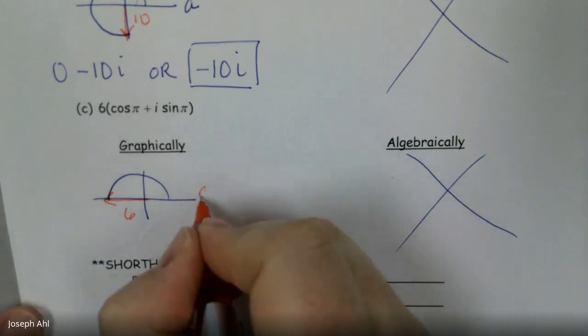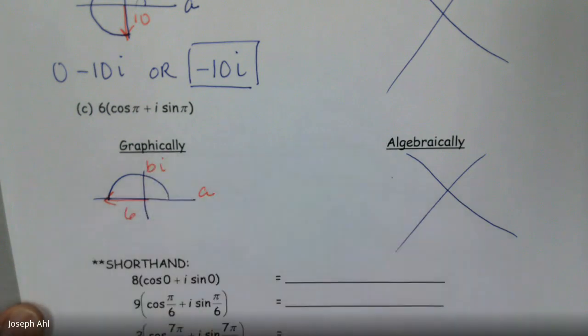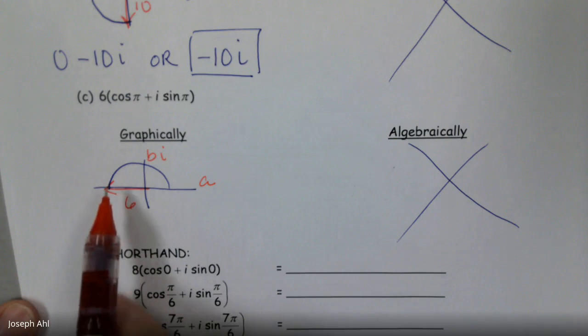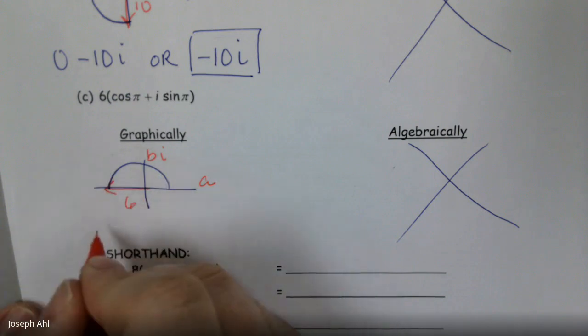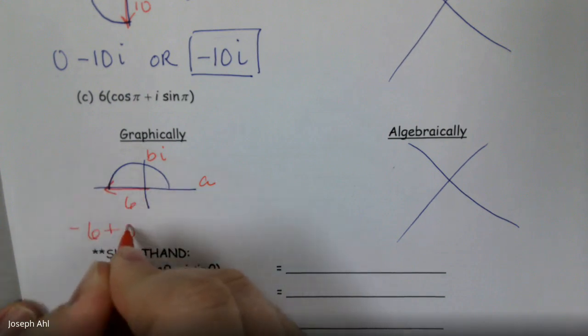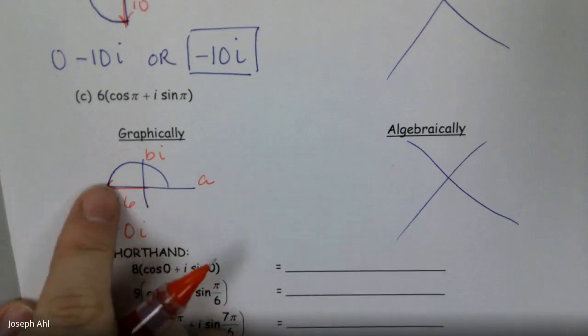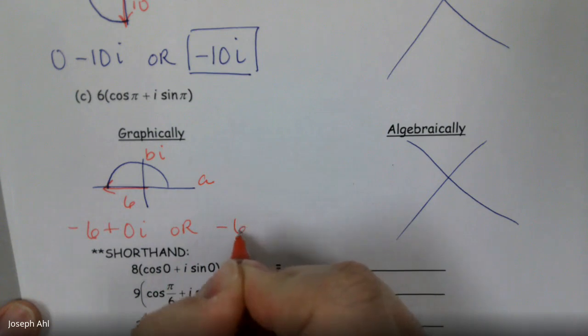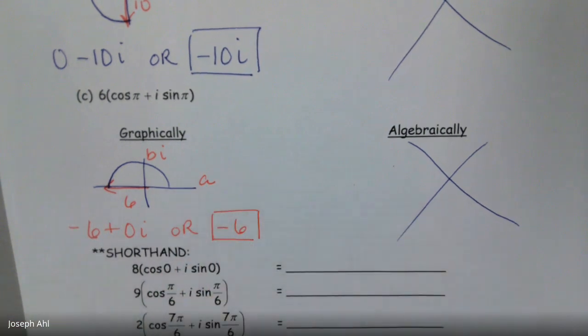So remember, we've got our real axis, we've got the imaginary axis going up and down. This one goes left 6, but does not go up or down. So this one would just be negative 6 plus 0i. You have to account for that direction by putting negative 6 there. Or again, more commonly, you would just see me write negative 6.